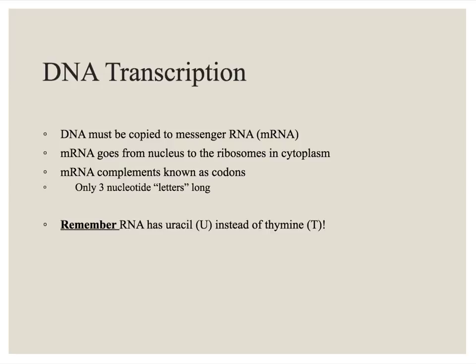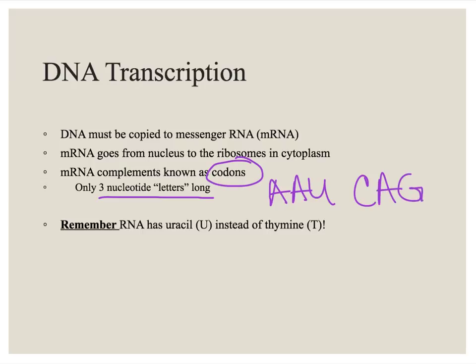Now we're going to see a word here that we use a lot. It's called codons. It's just a 3-letter sequence. So like AAU, CAG. So anything that's 3 letters would be a sequence, would be a codon.